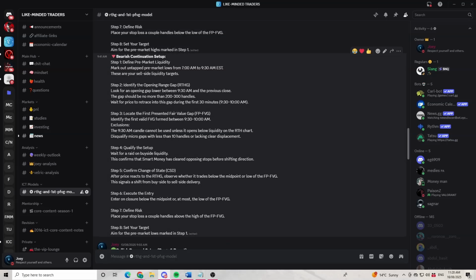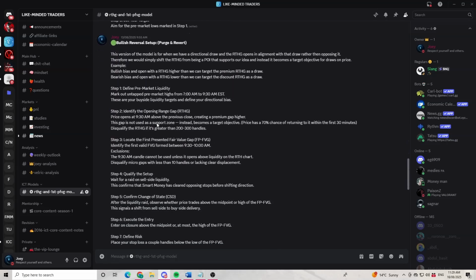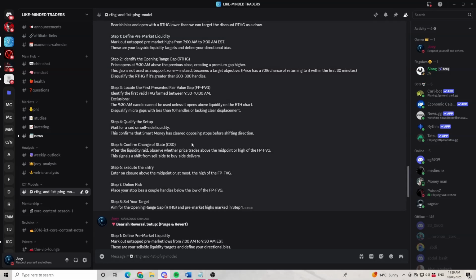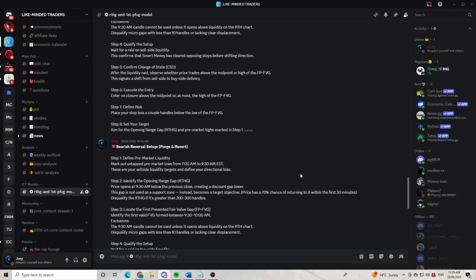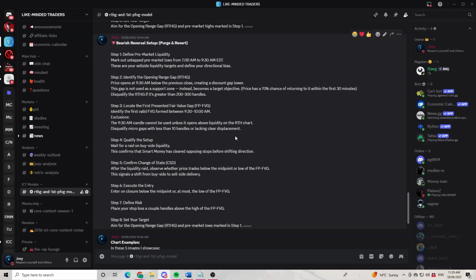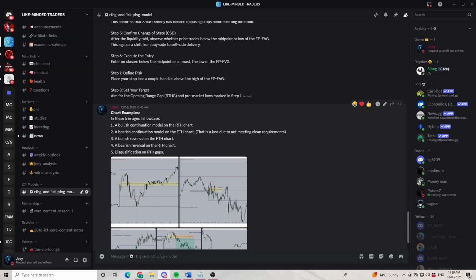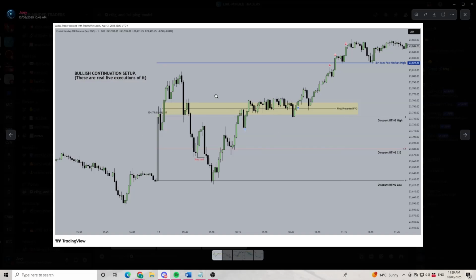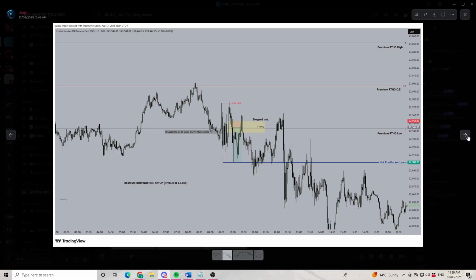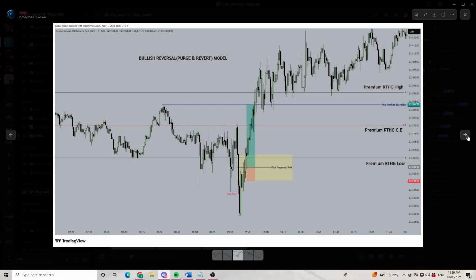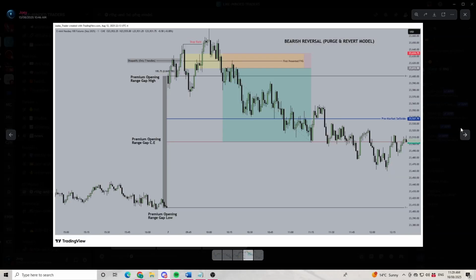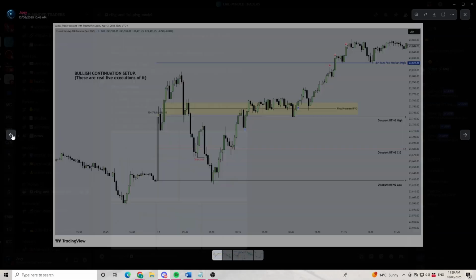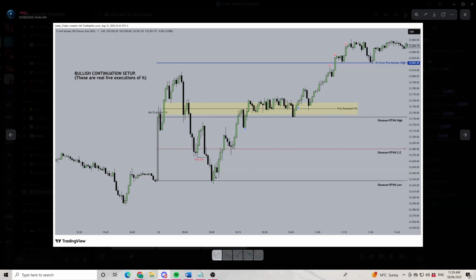So you got bearish continuation setup. If you want to pause these, bearish reversal setup, purge and revert, okay. Got the rest of that down here. Okay, bearish reversal setup, and then chart examples. Okay, so let's just go through these chart examples. Again, pause these if you want, okay? Okay, we're going to be going over this delivery in a different way a little bit today anyway, okay?